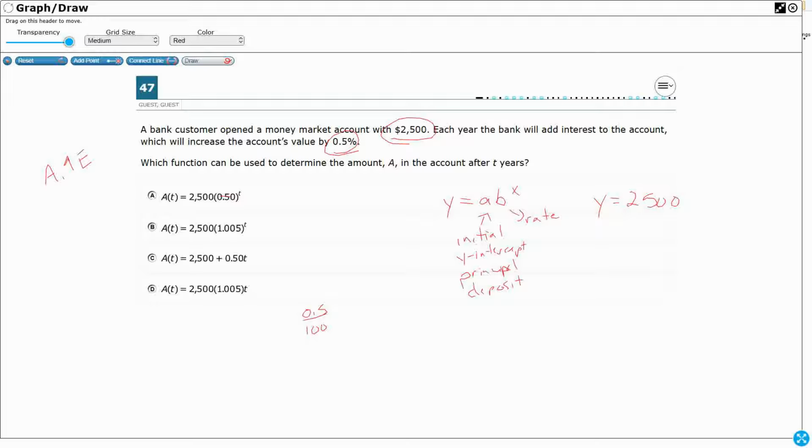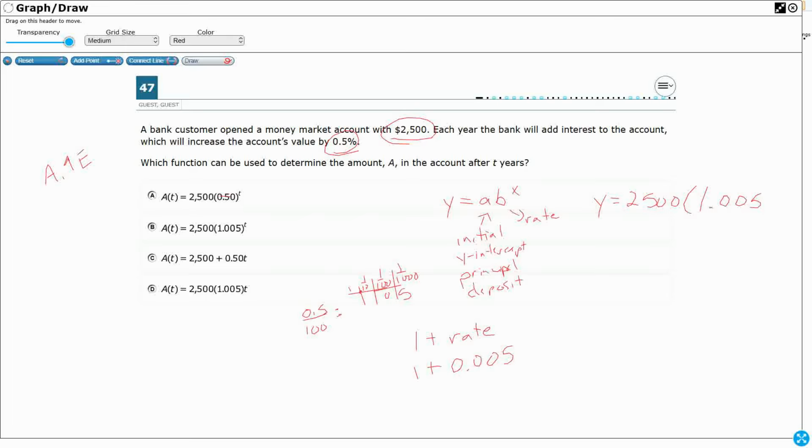Okay, so if we put this on a place value, right, we're going to end up with our ones, our tenths, our hundredths, and this is 0.5 hundredths. So that ends up being thousandths, 5 thousandths. Now, that's how much it's increasing. In order to put that as a rate, we need 1 plus that rate. So 1 plus 0.005. So that's going to get us 1.005.